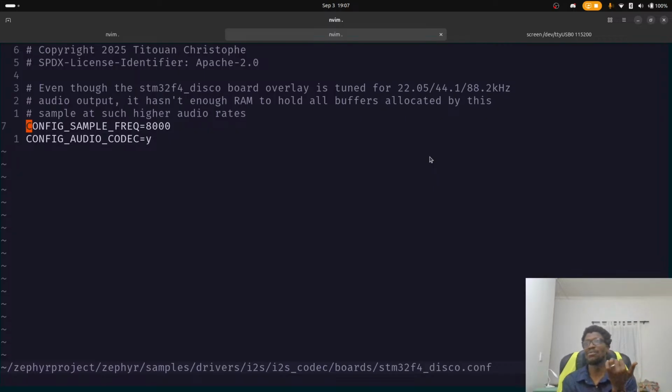Remember the other day we were working on an I2S codec and we said we're getting 44,100 hertz in samples. That means we're getting 44,100 samples every second. So I think the attempt here was to reduce the sampling to 8,000, so we get 8,000 every second, and then we just enabled an audio codec.